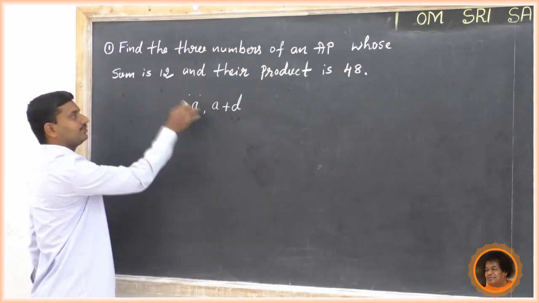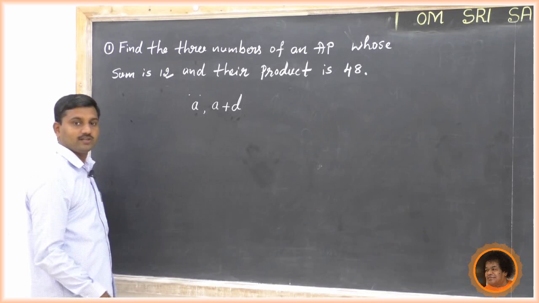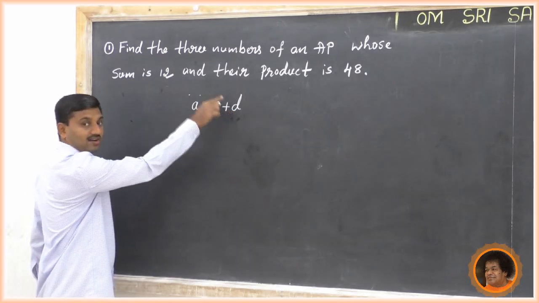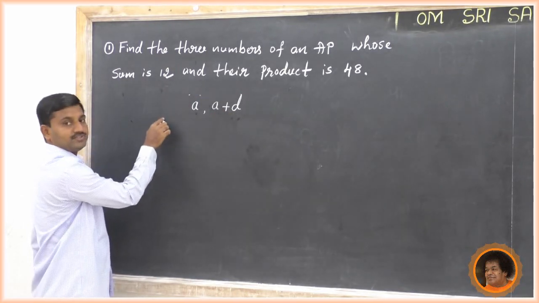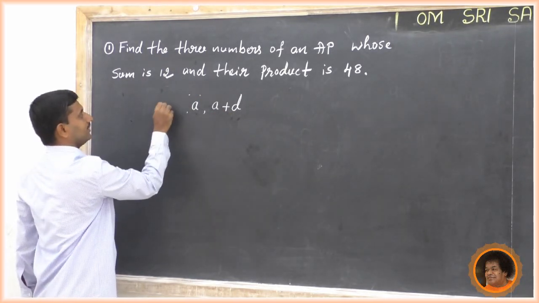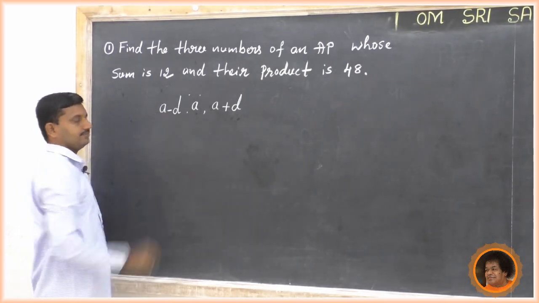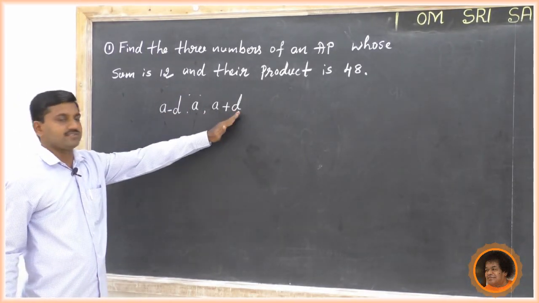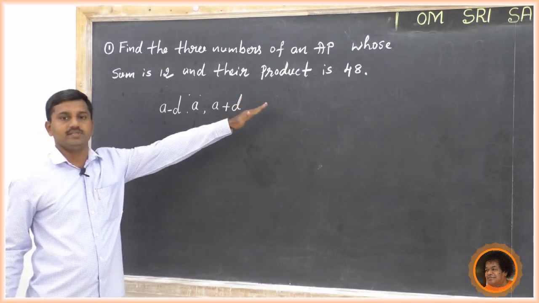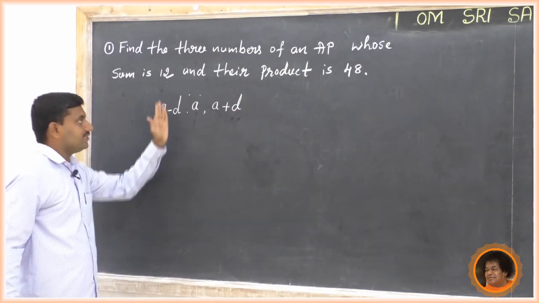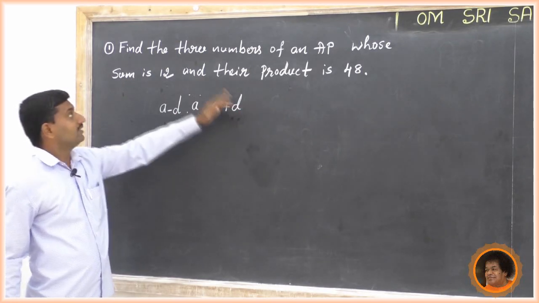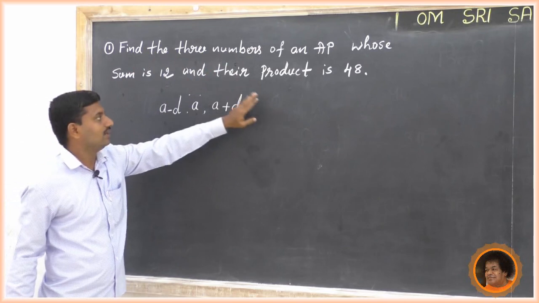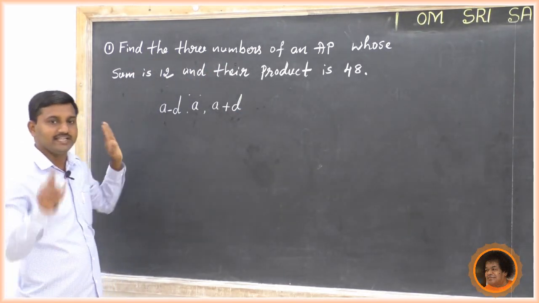What is the preceding term of a? How to get the previous term, or the preceding term? By subtracting the common difference d. So we will get the preceding term, which is a minus d. So a minus d, a, a plus d are the 3 numbers in AP. I think it is clear.